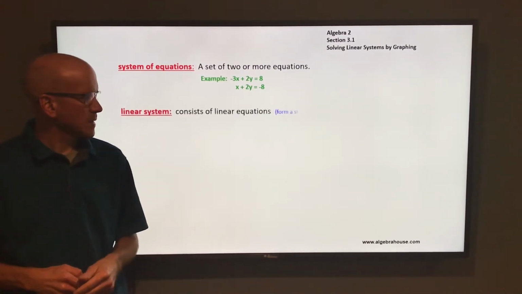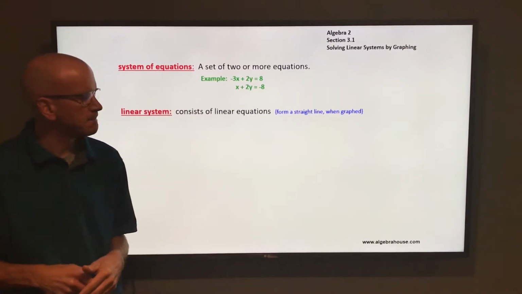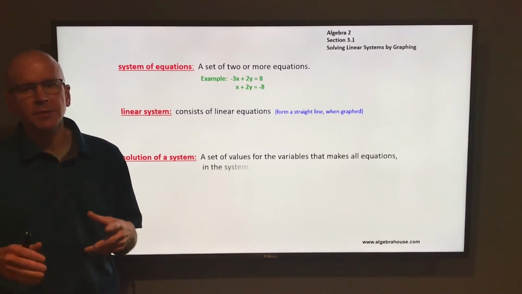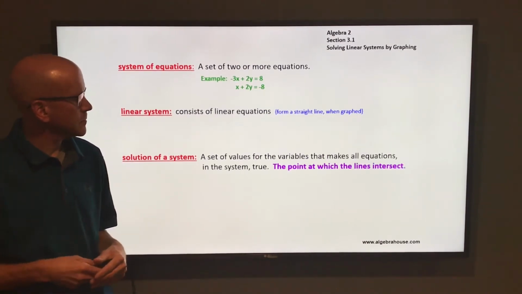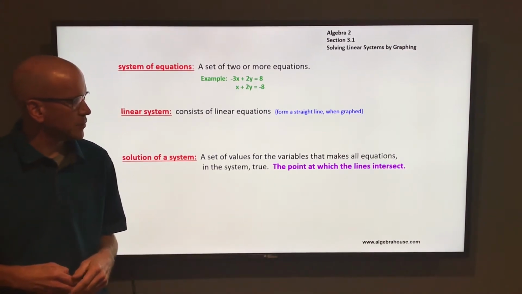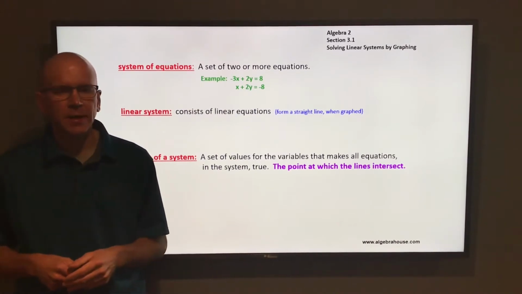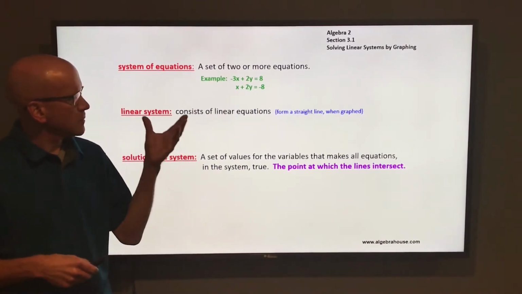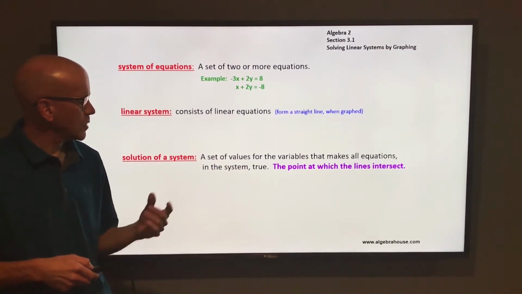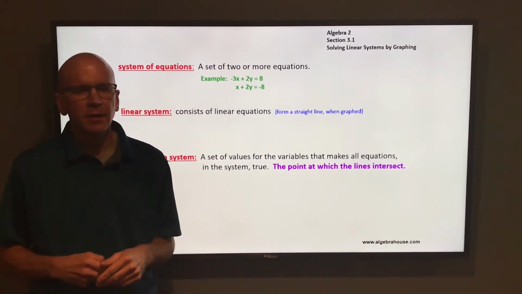A linear system consists of linear equations, equations that when graphed they form a straight line. And the solution of a system is where the two graphs meet. It's a set of values for the variables that makes all equations in the system true. In other words, it's the point at which the lines intersect. So we're going to be solving a system of linear equations. And when you solve a system of linear equations, you're simply finding the point of intersection of those two lines.